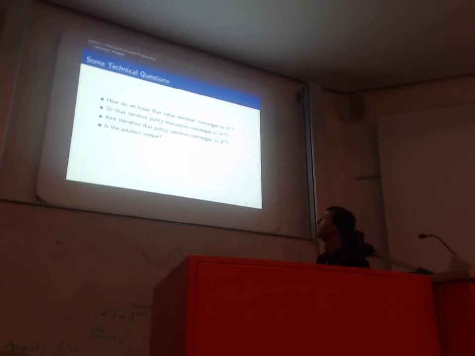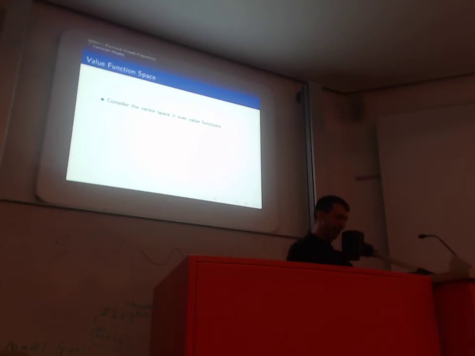And even if we know that it converges to V star, how do we know that V star is actually unique? So far we've assumed that. I told you there's a unique V star for any MDP. And how fast do the algorithms converge? How quickly do they get there? Every single one of these questions is resolved by the same piece of theory, which is called the contraction mapping theorem, or the fixed point theorem.